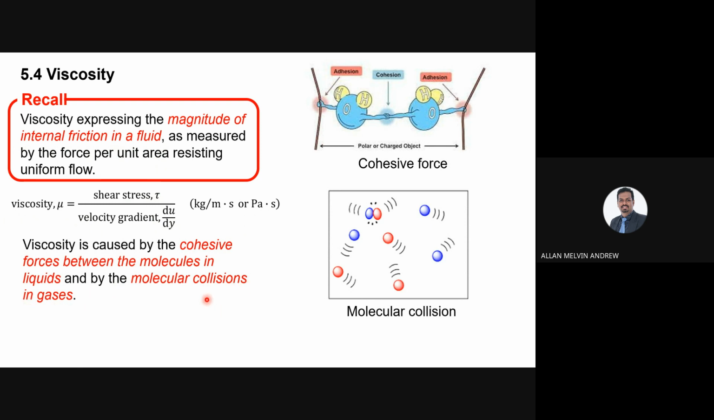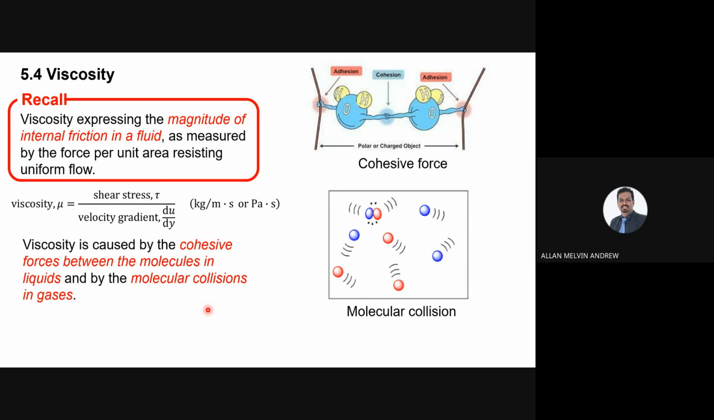The fluid that we are dealing with has two types. One is liquid. In liquid, viscosity is determined by the cohesive force between molecules. You have a water molecule here, and you have a water molecule here. This is a cohesion, so they are holding each other. The closer they are and the stronger they hold each other, the higher the viscosity will be. That is for liquid.